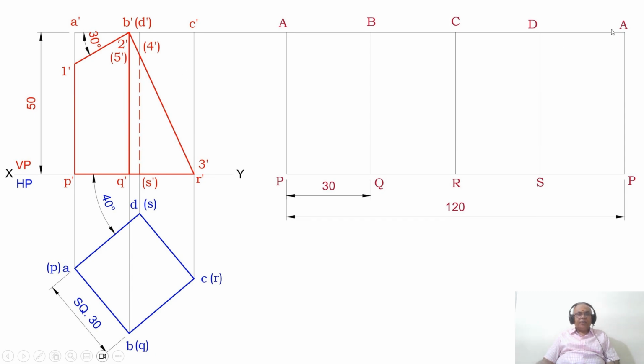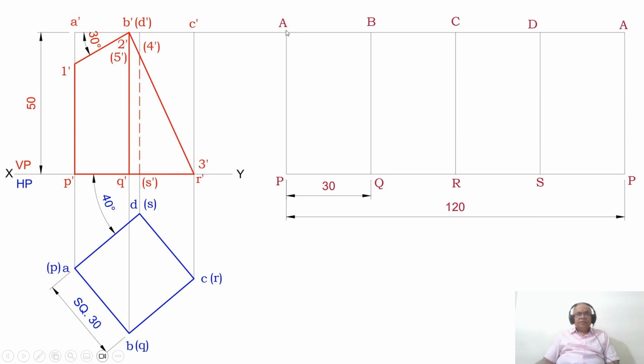After that, DS, you have AB, AD. No, there is no sectional point passing through AD, but it is passing through AP. So you are going to get the point as 1 dash only. So this is how you will be able to write the sectional points.